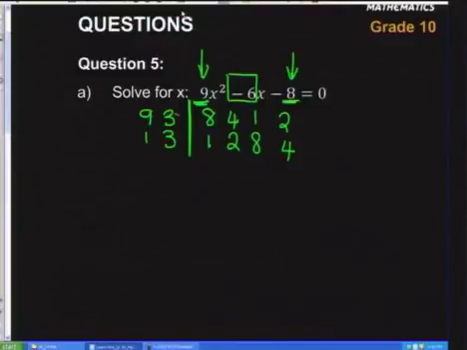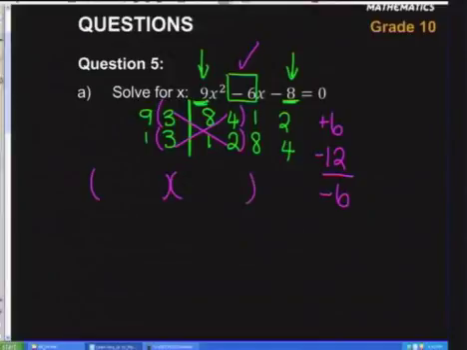If I have got a 3 times a 2, 3 times 2 is 6, and 3 times 4 is 12. Now, if I took that 6 as a positive and that 12 as a negative, I would get an answer of negative 6, which is exactly what you are looking for in the middle. So therefore we put a bracket around the first combination and a bracket around the bottom combination. And that's what my factorized brackets are going to look like.